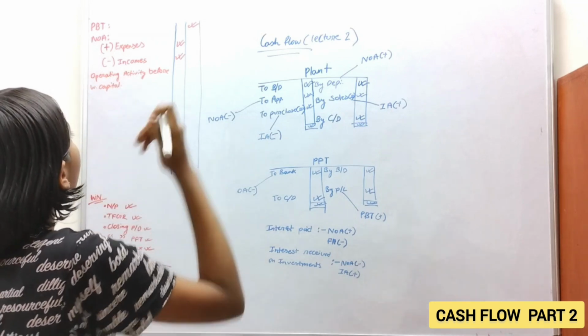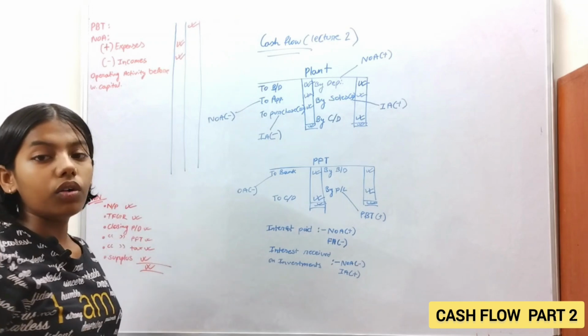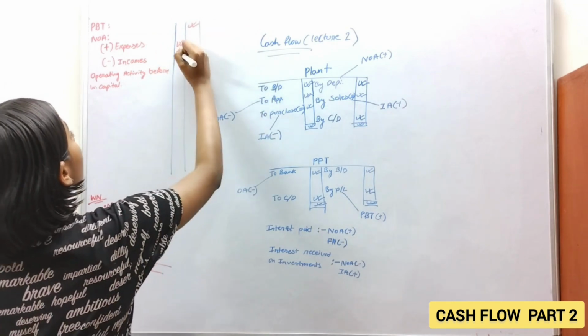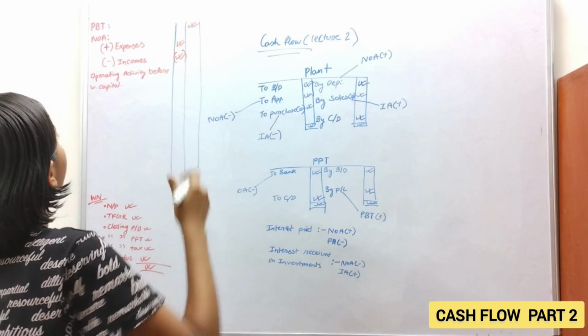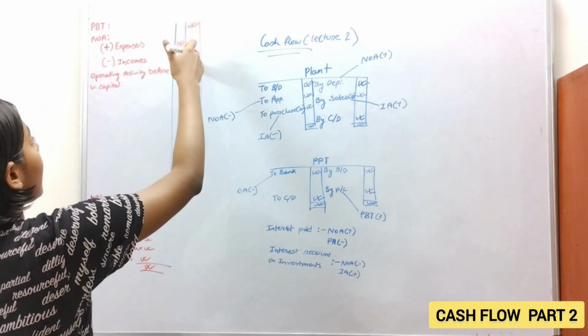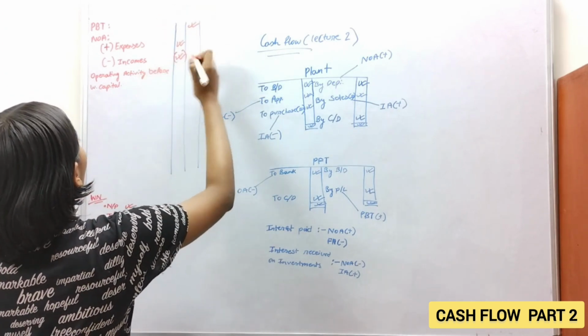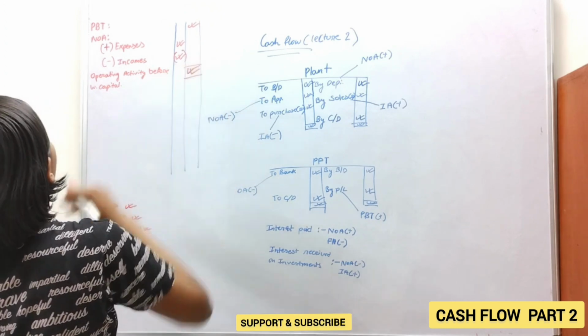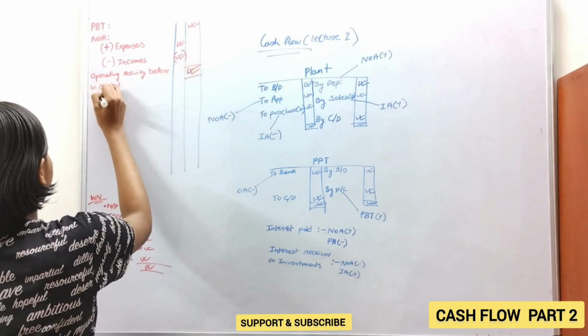So to calculate that, we'll take the PBT amount, add in the expenses and then less the income. I'll put it in bracket for your understanding. We'll add these and then less it, then we'll get our operating activity before working capital amount. Then we'll move on to making OA.